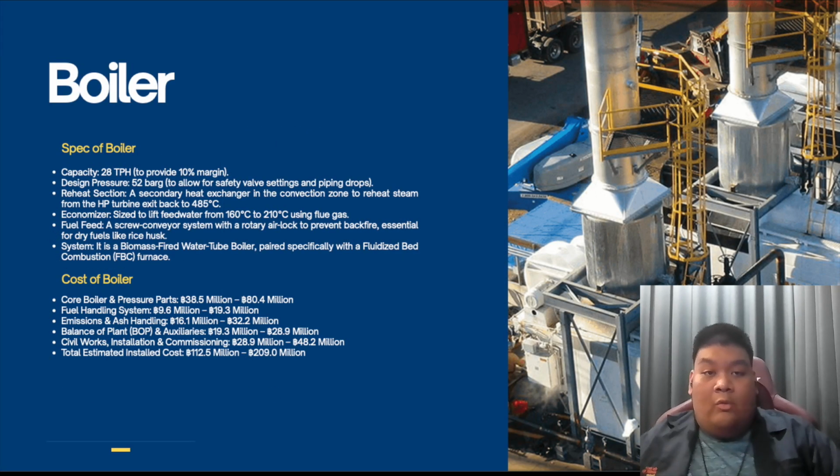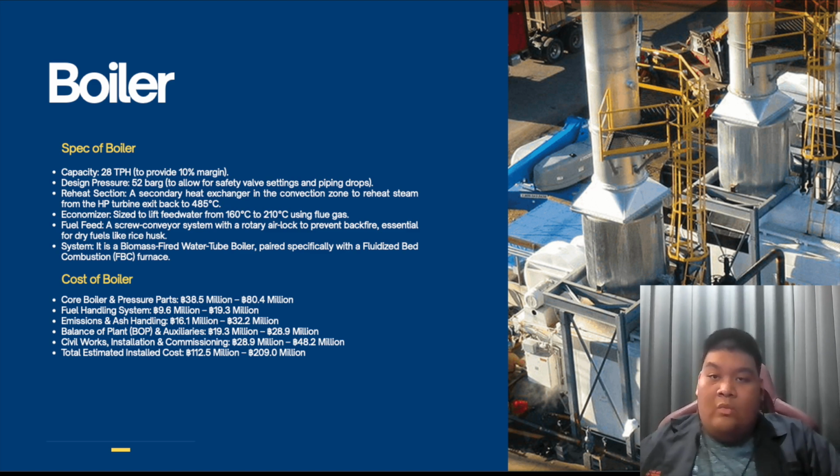Next, let's look at the boiler. Since we are burning rice husk, which can be tricky to handle, we can't just buy a standard off-the-shelf boiler. We need a special setup called a biomass water tube boiler, which uses a fluidized bed furnace to burn the fuel smoothly.